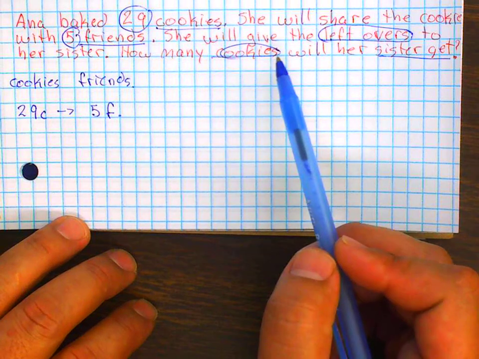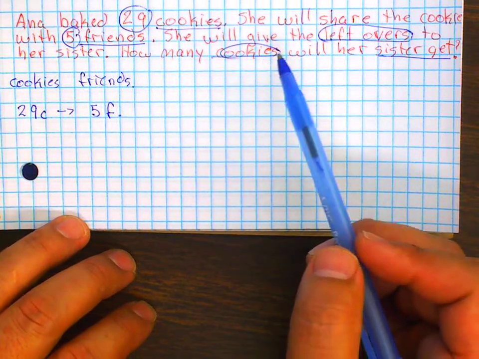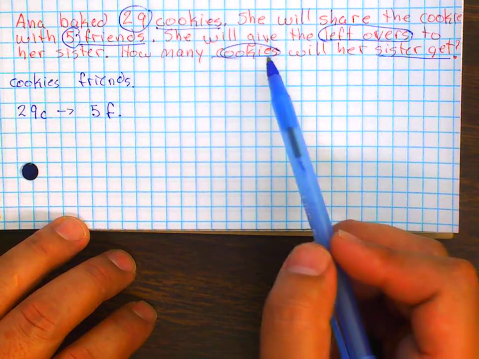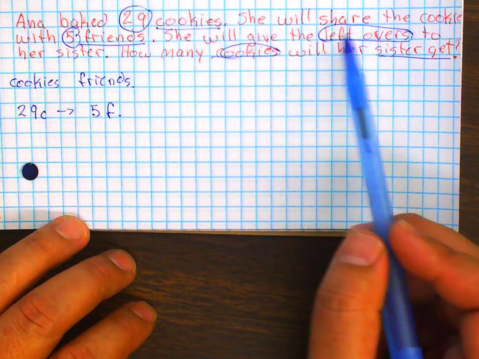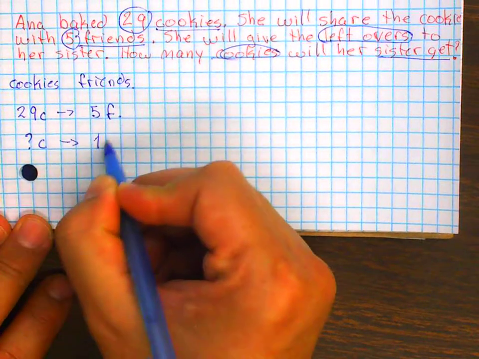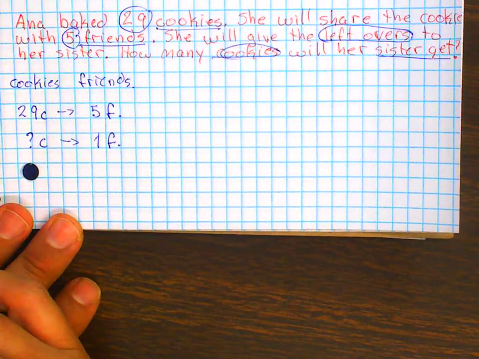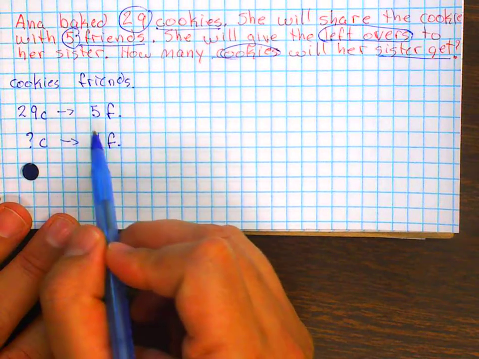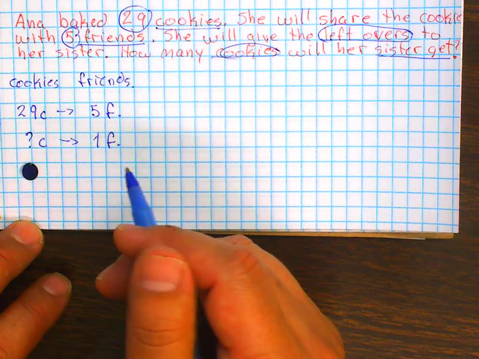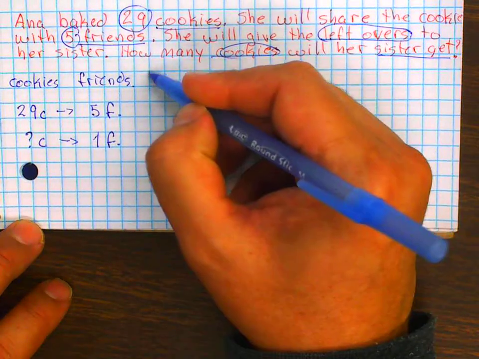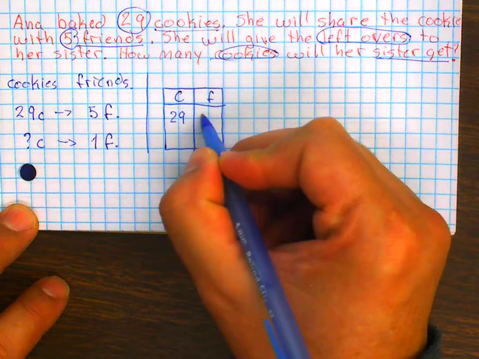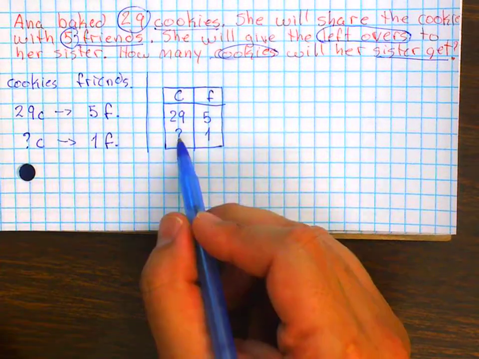See, in this problem, it's not telling me how many goes for each friend. It's asking me directly for how many are left over. So this kind of problem is more complicated because before I can figure out how many I'm gonna have left over, first I need to figure out how many cookies each friend is gonna receive. Once I figure that out, then I can say, okay, I'm gonna have this many leftovers. So first, I need to figure out 29 cookies for 5 friends. How many cookies are gonna get to each friend?